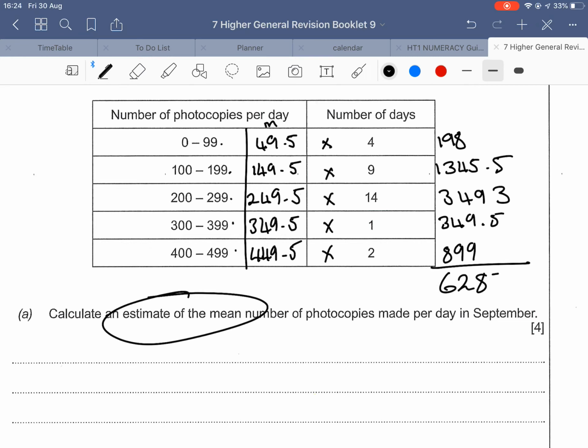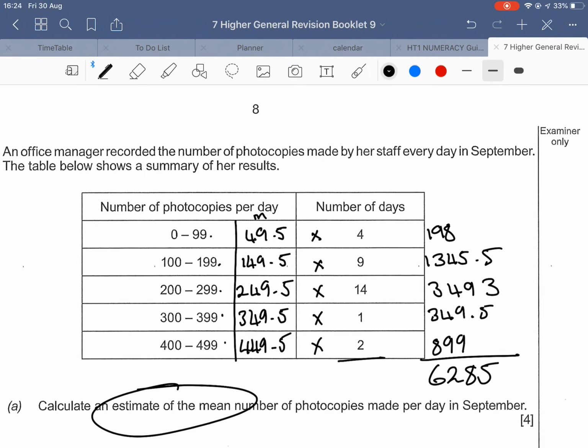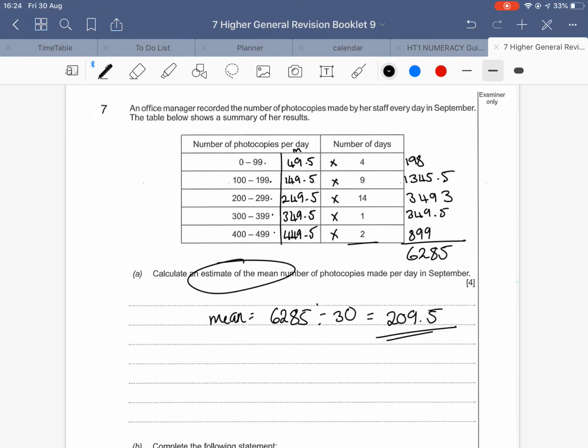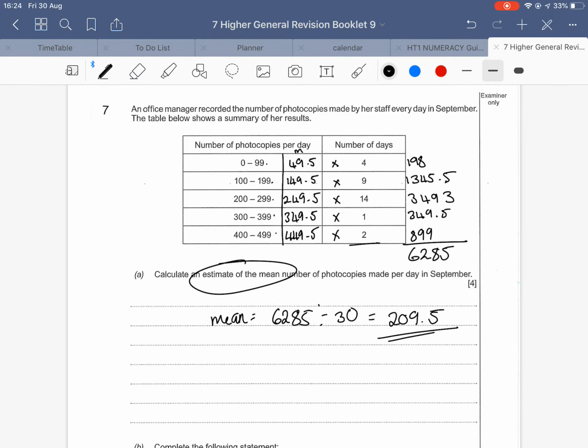So 6285, and to calculate our mean, once we've added them up, we divide by our total frequency. Total frequency is this total here, or they've told you in the question, haven't they? Days in September, so you should know there's 30 days in September. So it's 209.5. Okay, so the mean number of photocopies made per day in September is 209.5.